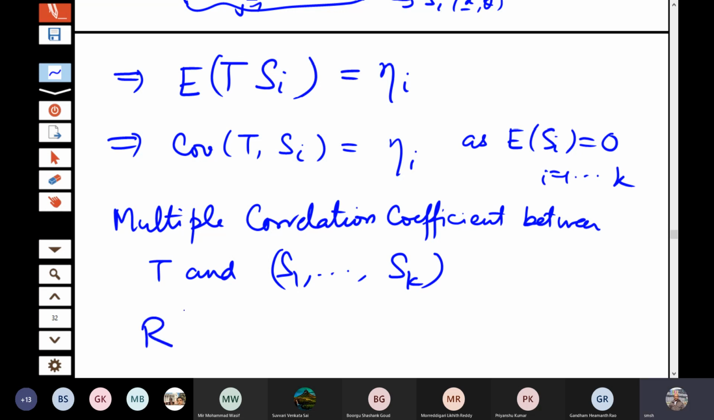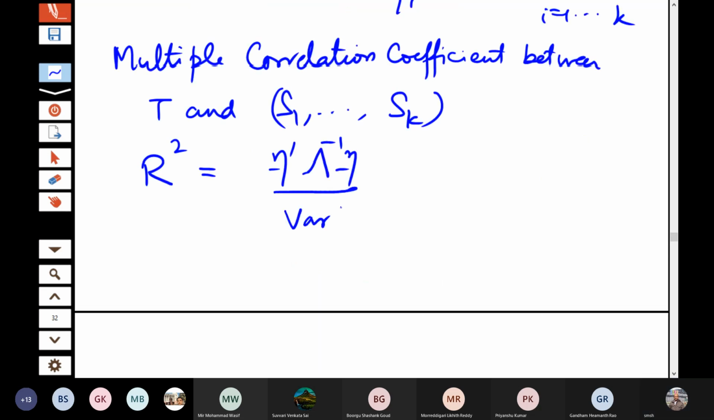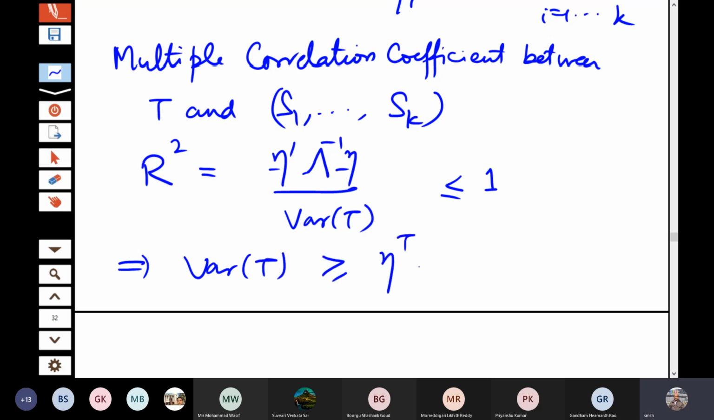I call it R square, that is eta prime lambda inverse eta divided by variance of T. And of course, as the correlation coefficient, same thing with multiple correlation coefficient also, it is less than or equal to 1. So this means that variance of T is greater than or equal to eta transpose lambda inverse eta. So this proves the Bhattacharya lower bound.